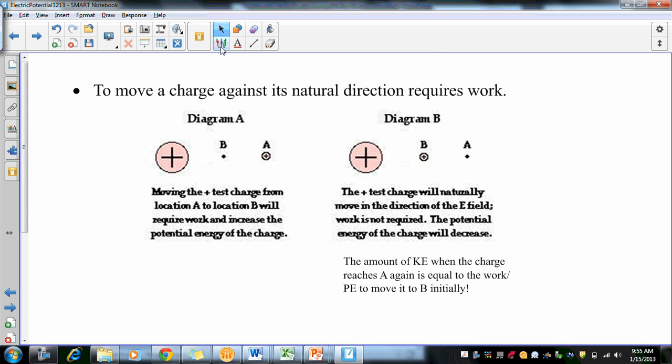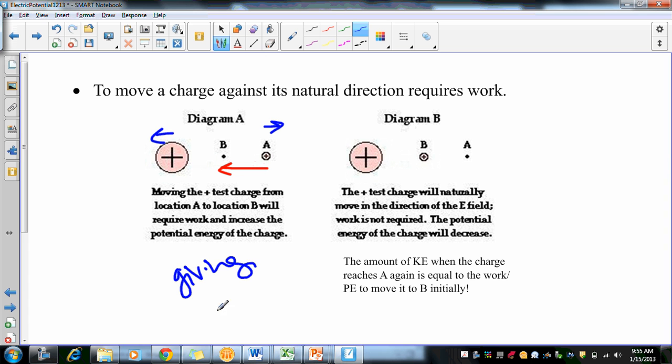now let's draw it. So to move the charge from A to B requires work. It's going against the natural direction. These two naturally want to separate. And so if you do work on it to push it towards that positive charge, then you are giving it potential energy.